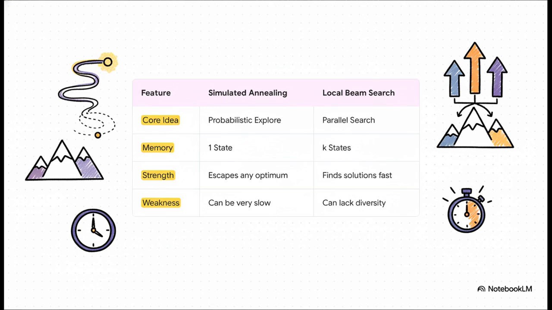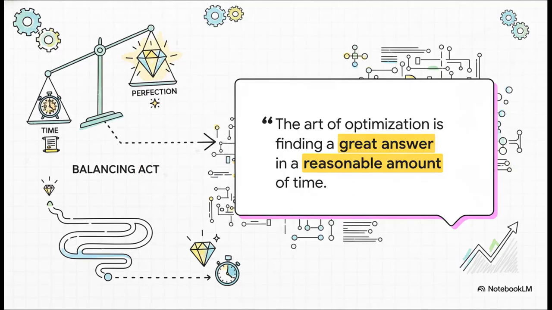Now for the key strengths. Simulated annealing's biggest plus is that it can theoretically escape any local optimum. Its weakness? It can be painfully slow to get there. Local beam search, on the other hand, is usually great at finding pretty good solutions really fast. Its main weakness, though, is that the whole team can get stuck on the same hill, losing the diversity that makes it so powerful. And really, this brings us to the big takeaway.